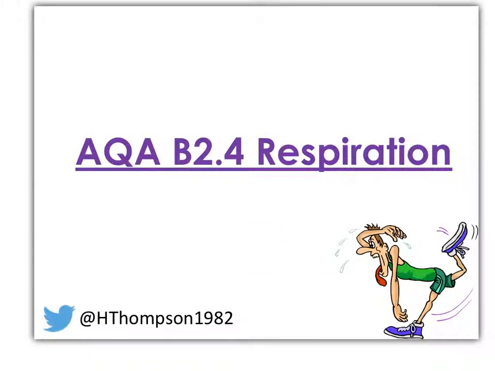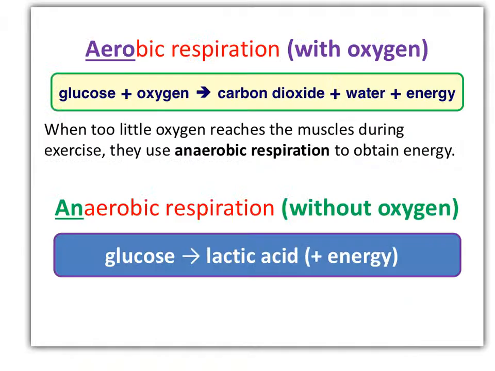Okay, Year 11, so this tutorial is covering the AQA B2 topic of respiration. If we start with the two types of respiration, we have aerobic respiration. And if we have a look, we can see that aerobic respiration is all to do with oxygen, so it requires oxygen. Now, aerobic respiration happens in every single cell in the body.